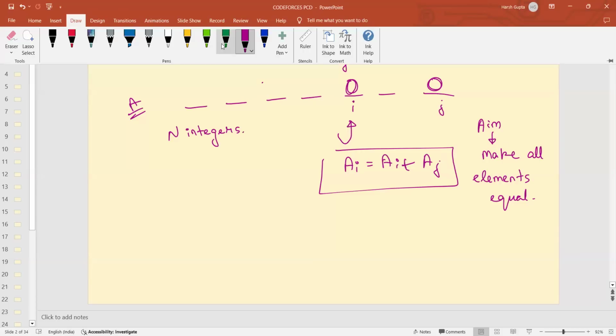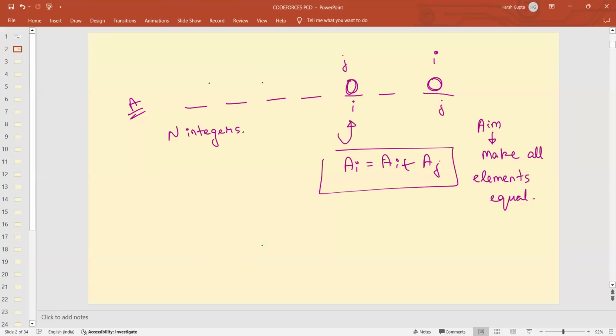So how to think of it? Just think that you have made all the elements of the array equal, and you are left with only one element that is not yet equal. Let's suppose you are going to make all the elements of the array equal to x. So suppose this value is x, all these have become x, and there is only one value that is not yet equal to x. Now your aim will be to make this value x as well, and you will see if that is possible or not.